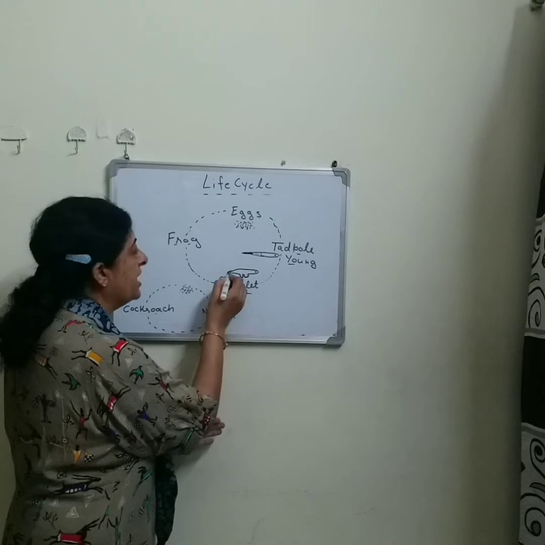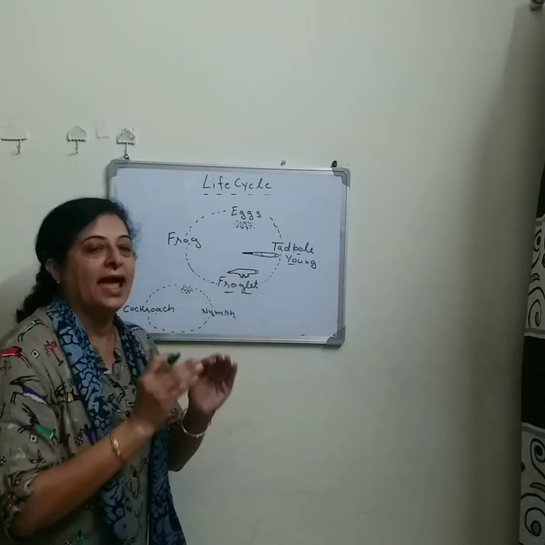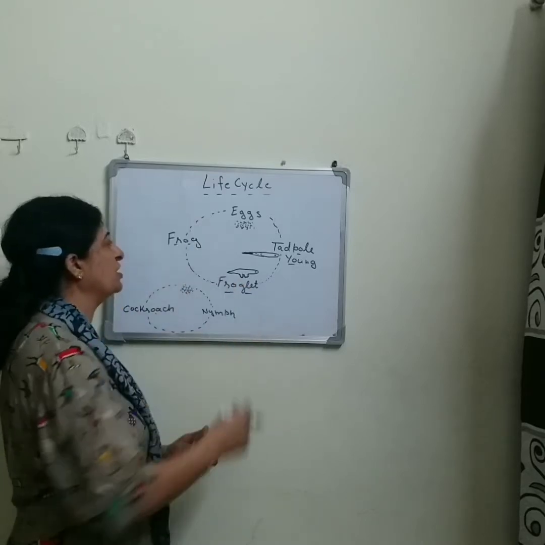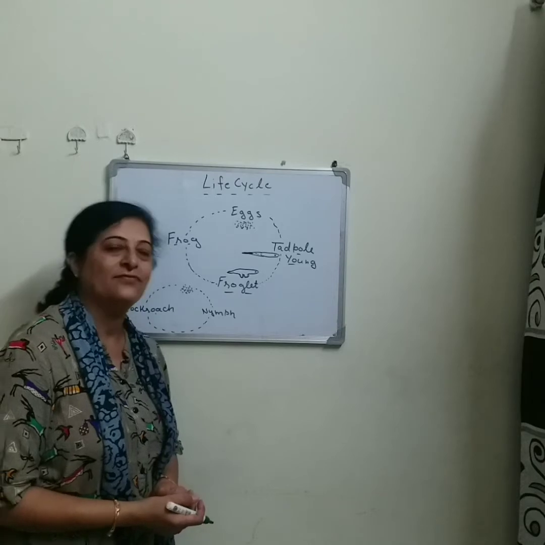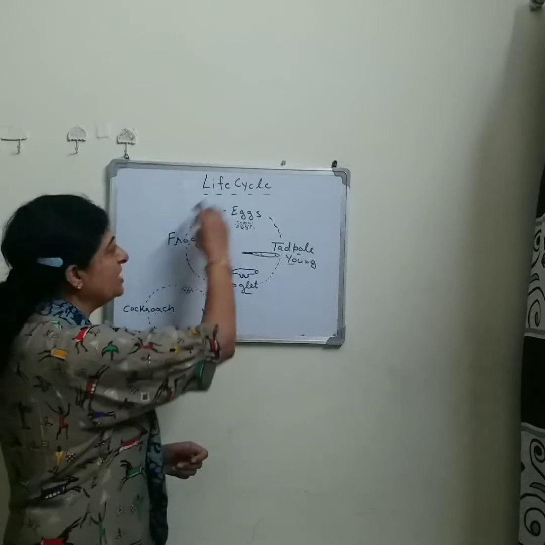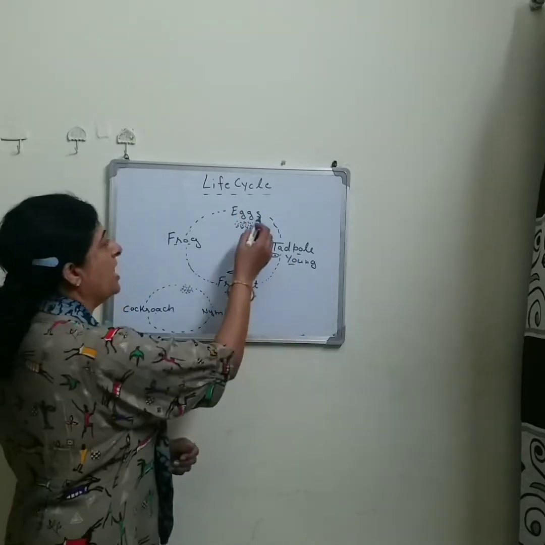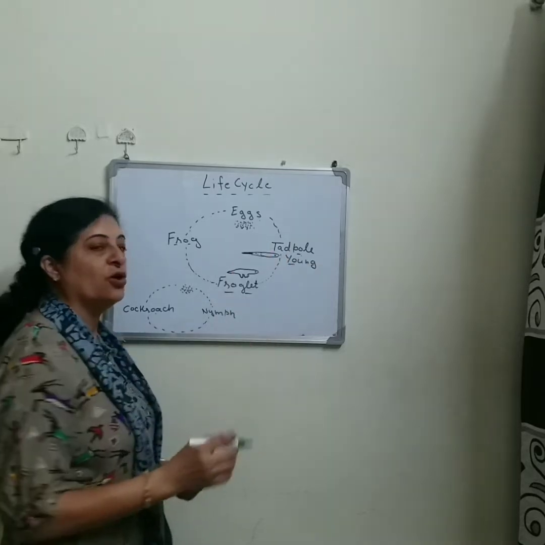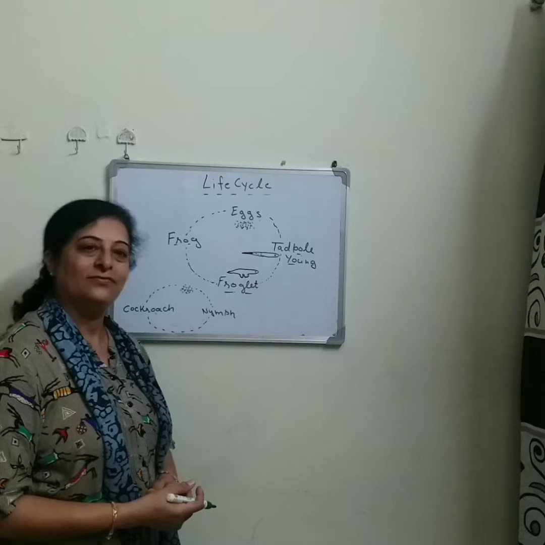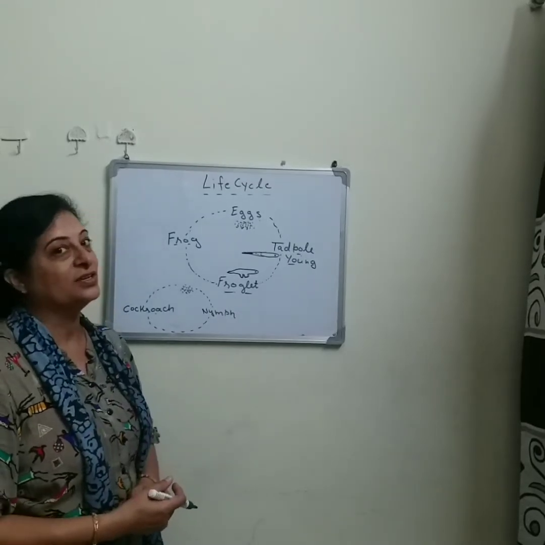Slowly the tail begins to shorten, and after some days, it takes the proper shape and size of an adult frog. It looks like an adult frog. So these are the 4 stages in the life cycle of a frog: egg, young tadpole, mature tadpole, froglet as an adult frog. Now we will discuss the life cycle of a cockroach.